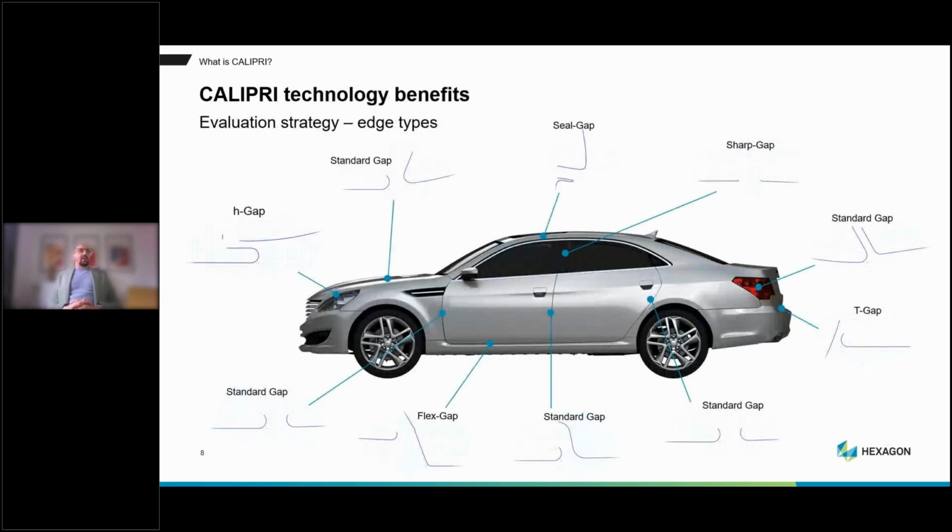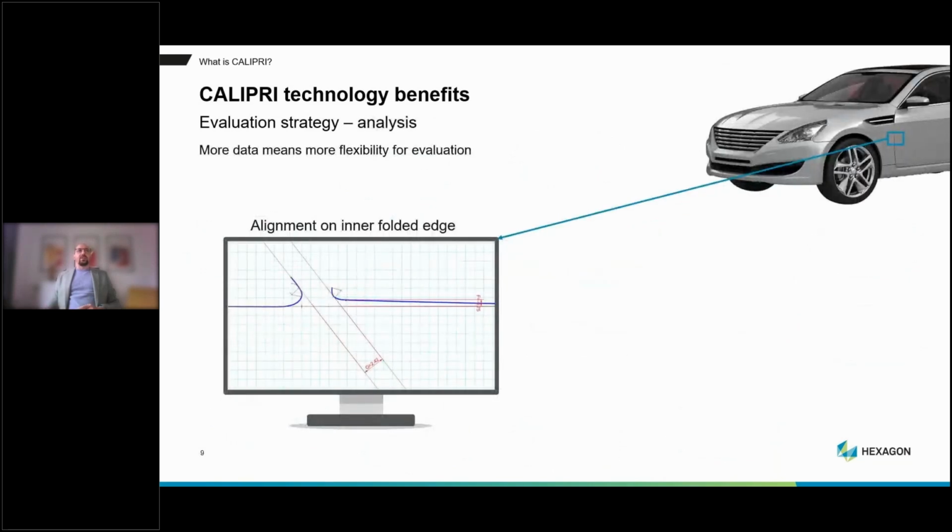What different edge types, what different gaps can be evaluated with CALIPRI? Yeah, basically everything. Starting from body in white, where we have a lot of steel gaps, sharp gaps, very special gaps, we can evaluate it. But also in final assembly, we have solutions for very special gaps, such as T gaps, which are created on the trunk lid to the bumper, or H gaps, which we often see on the hood to the front light. We are very flexible in the evaluation because we have a very deep scan.